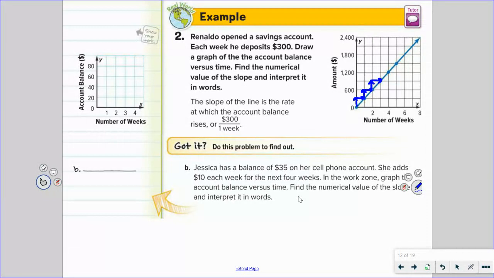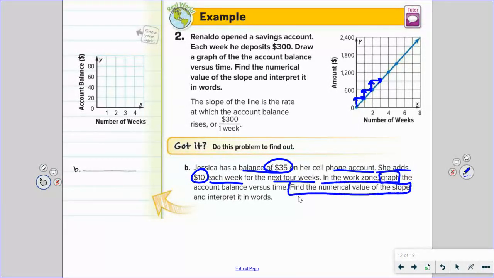Now let's go ahead and do Jessica. Balance of $35 already on her account. She adds $10 each week for the next 4 weeks. Part 1, graph. Part 2, find the number value of the slope. Part 3, interpret in words. So first things first, please note we're not starting at 0.